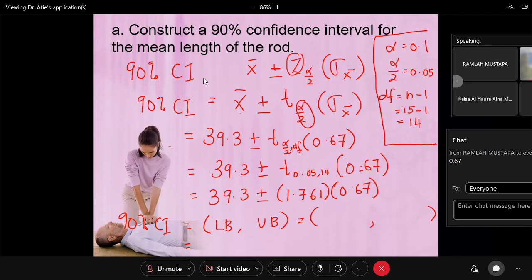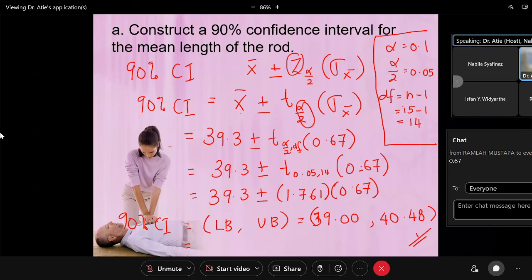The lower bound is 39. Is it 39 point something? 39, okay? All right, how about the upper bound? 40.448. 40.48. Is it like this? Yep. Okay, thank you, Nabila.